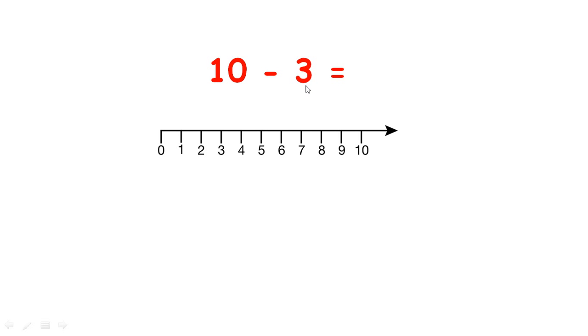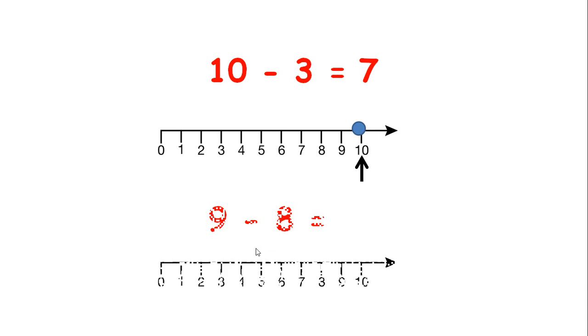We start on the number we're subtracting by, so we start on 3. Then we're going to see how many jumps we need to get to the number we're subtracting from, so that's 10. So we start on the smaller number, and we want to count up how many jumps we need to get to the bigger number. So that's 1, 2, 3, 4, 5, 6, 7. And because I made 7 jumps, I know that 10 minus 3 is 7.